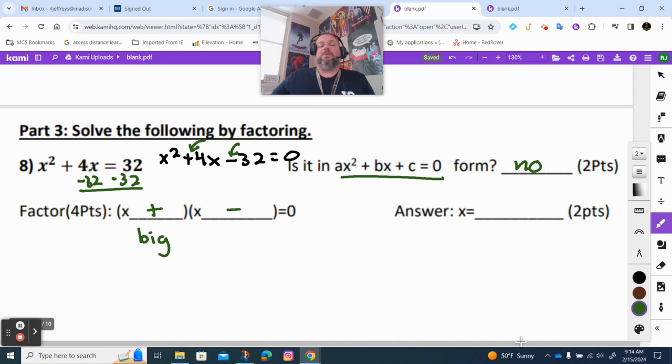All right. What numbers, when we multiply them, we get negative 32, but when we add them, we get 4? It is 8 and 4. Now, remember, our answer is the opposite of what's in the signs. So what's the opposite of plus 8? Negative 8. Opposite of minus 4? Positive 4. And you don't have to put the positive right there. I'm just being a little extra to drive home the point.